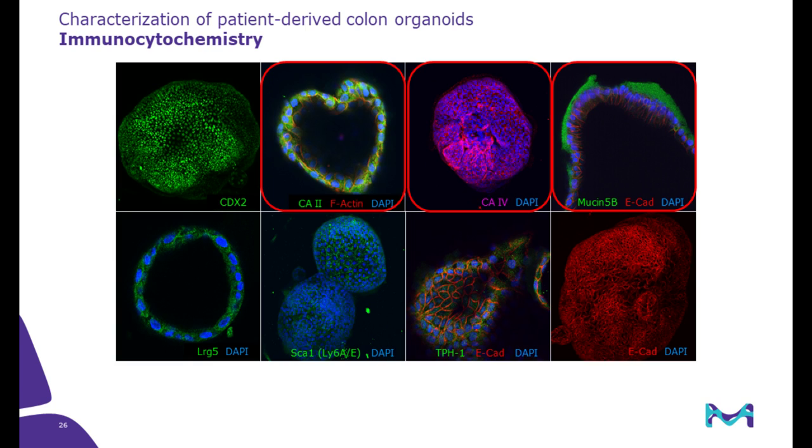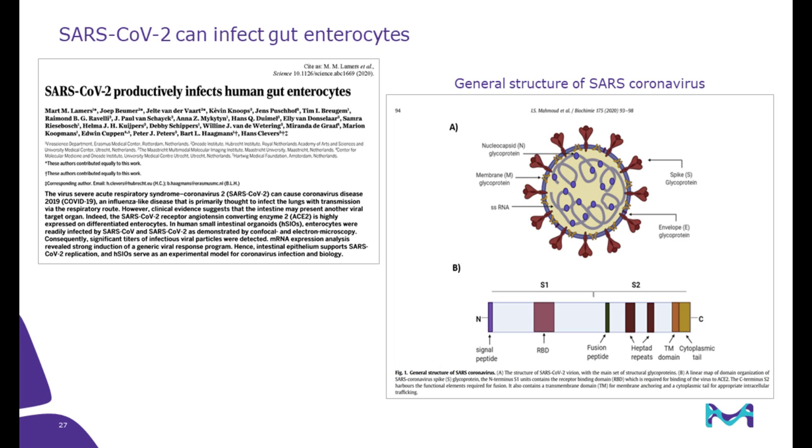Here is the characterization data by ICC of a patient-derived colon organoid line. It's positive for colon-specific markers carbonic anhydrase 2, carbonic anhydrase 4, and mucin 5B. The posterior hindgut marker CDX2 is expressed along with LGR5, which is the stem cell marker expressed at the base of the crypt. It is also positive for SCA1, E-cadherin, an epithelial marker, and TPH-1, an enteroendocrine cell marker.